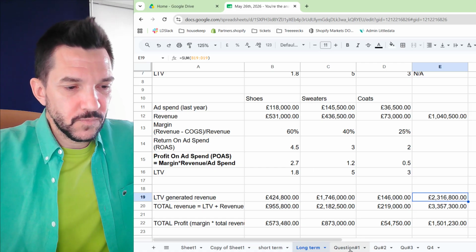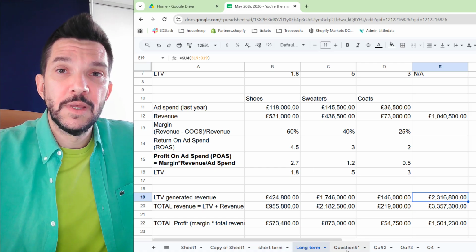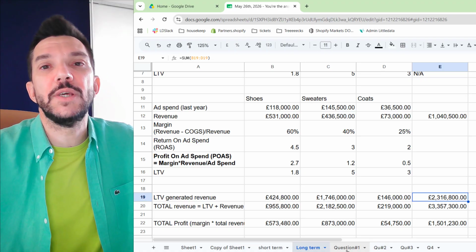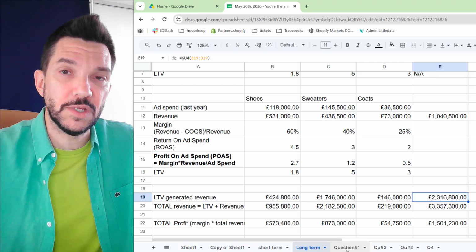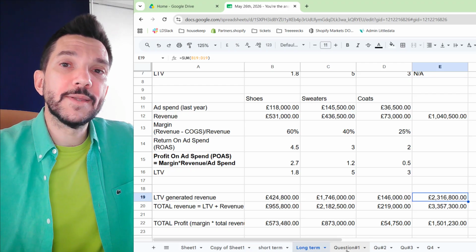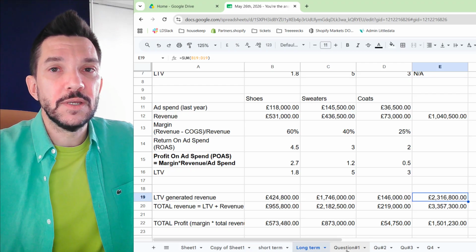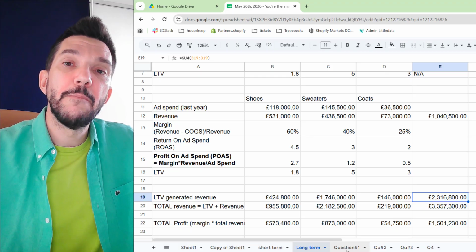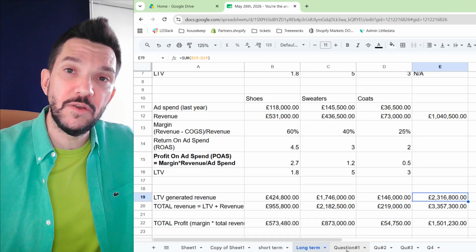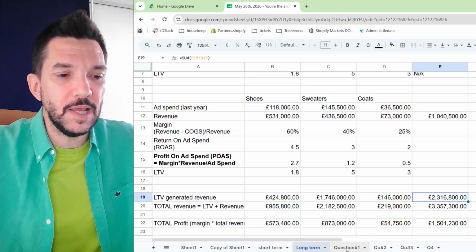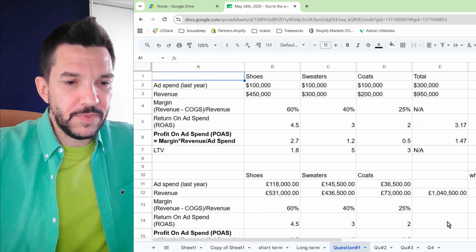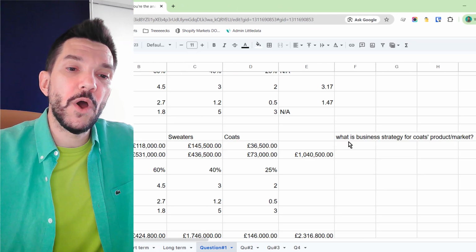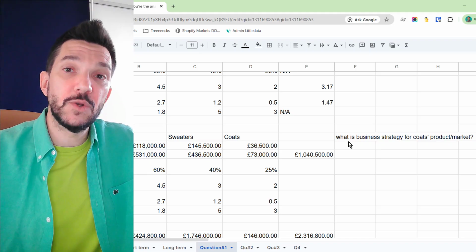But there are also some questions, and it's always about the questions. Being a good analyst is actually asking the people around you good questions, in order to know what kind of results they should expect, and to give them the best feedback based on what they expect to achieve from the budget in this case. So these questions begin with: what is the business strategy for coats? Product, market, and the fit, and how do they see it in the future?